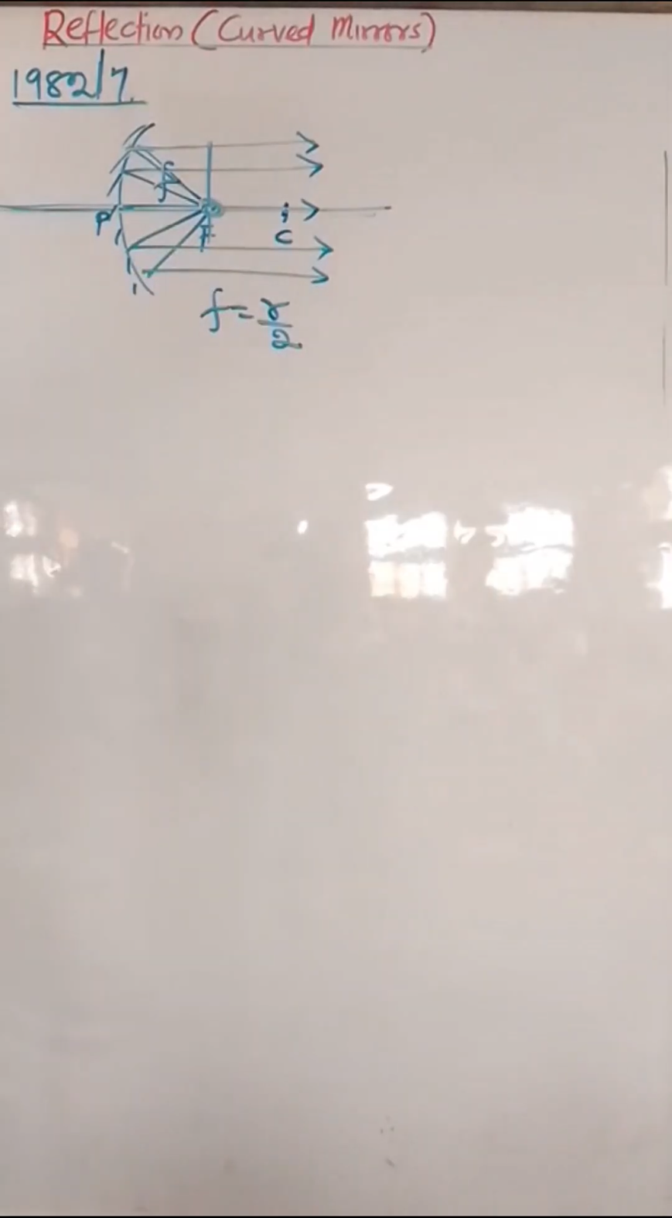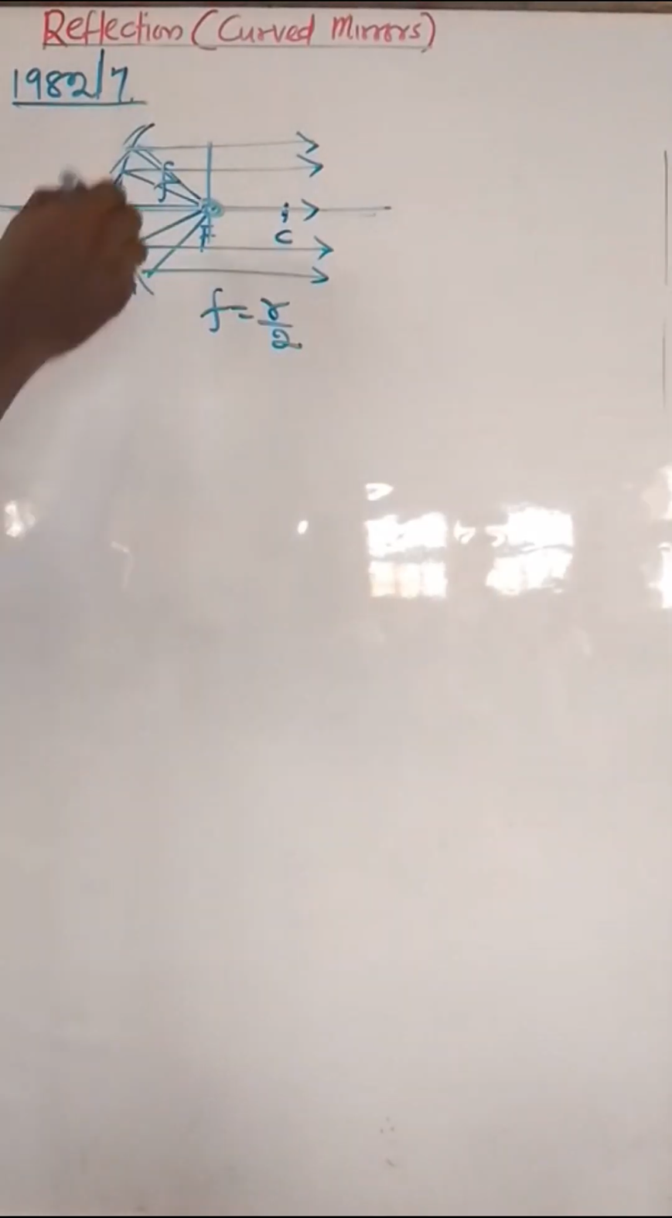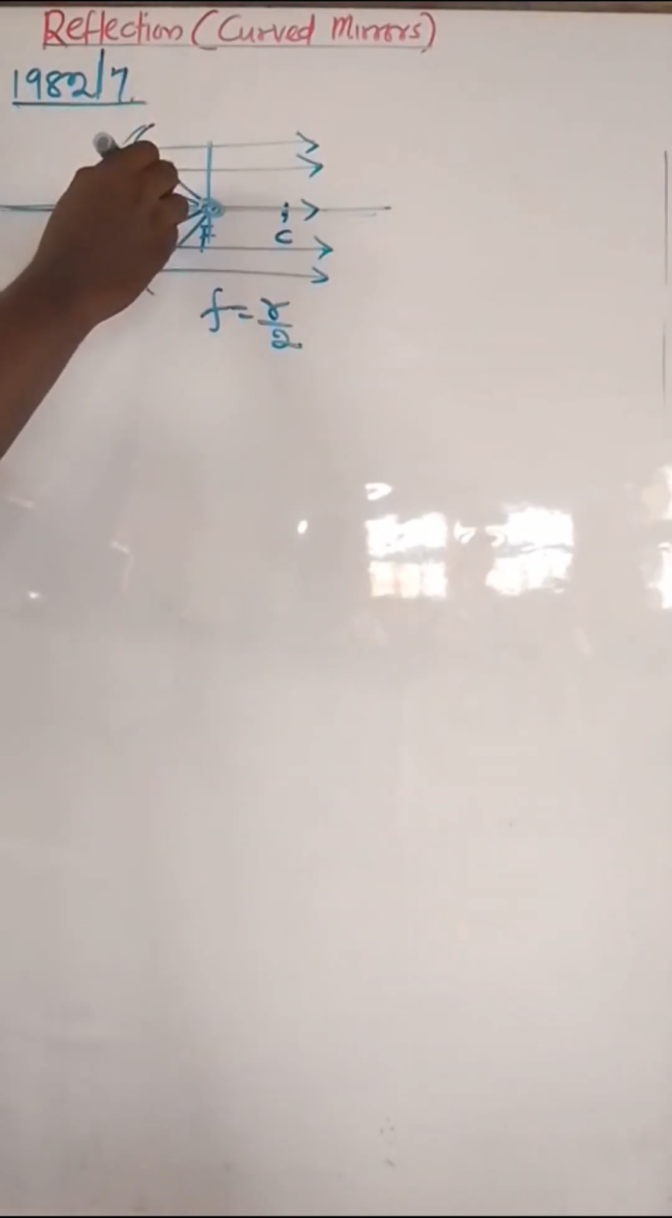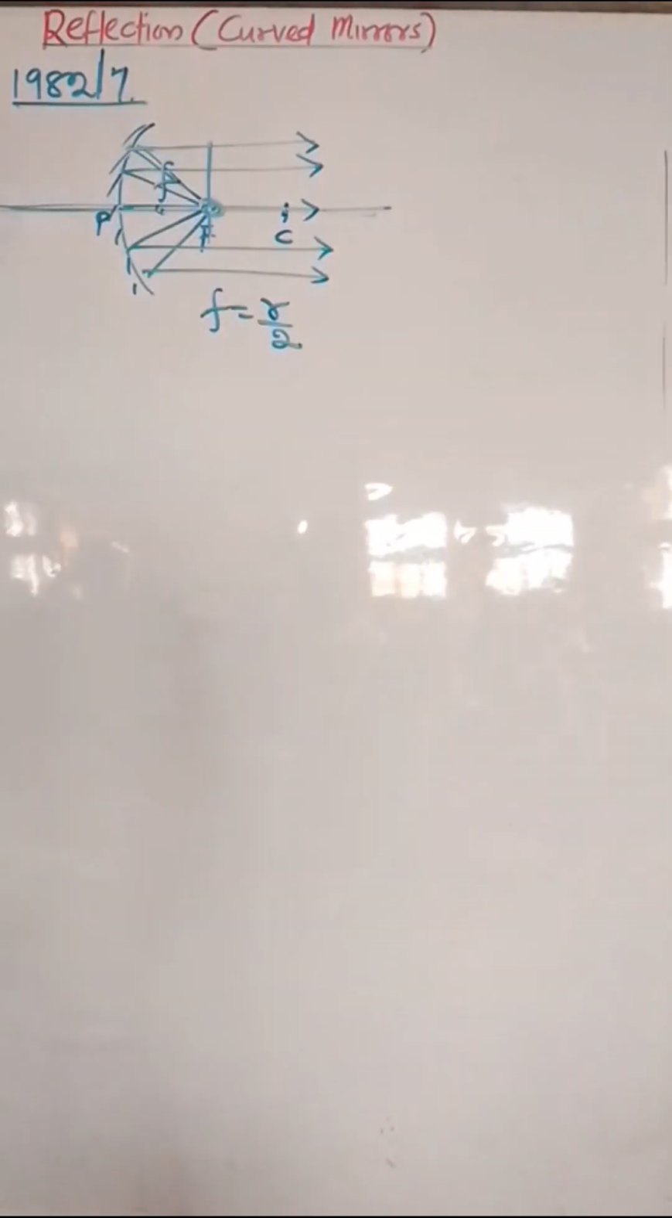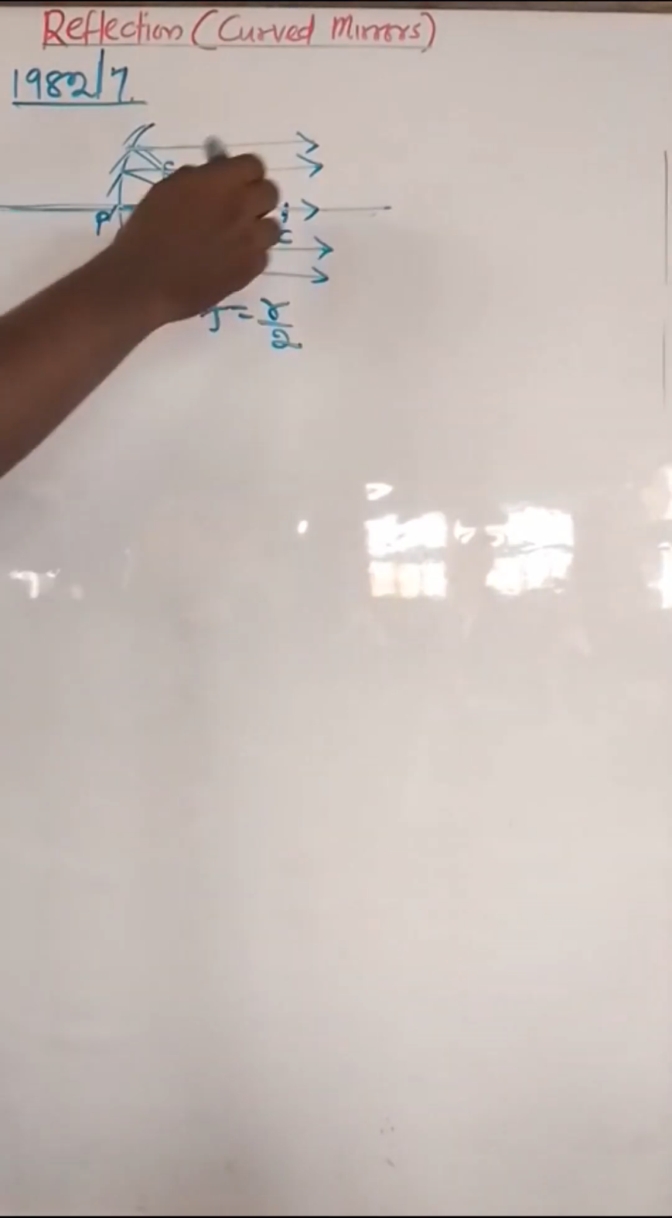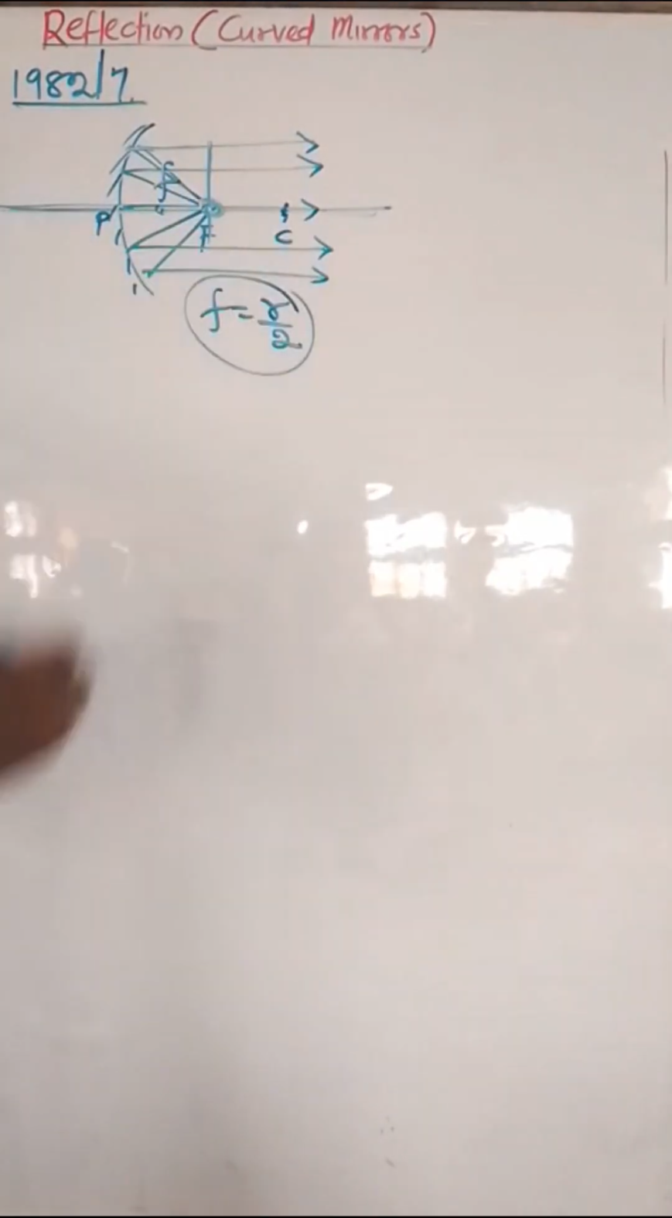What about option C? Half the focal length. No. If you place it here, we are not going to get parallel rays. Next, twice the focal length. So the focal length is here. Wrong. The answer is what? Half the radius of curvature.